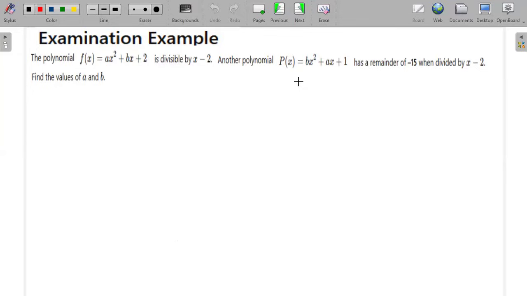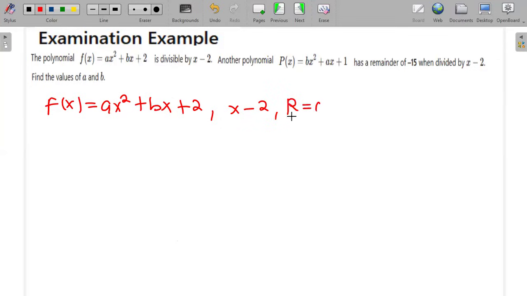Okay, so this one says the polynomial f of x is equal to a x squared plus bx plus 2 is divisible by x minus 2. What do they mean by divisible? They mean the remainder is equal to 0. That's what they mean by divisible by this.